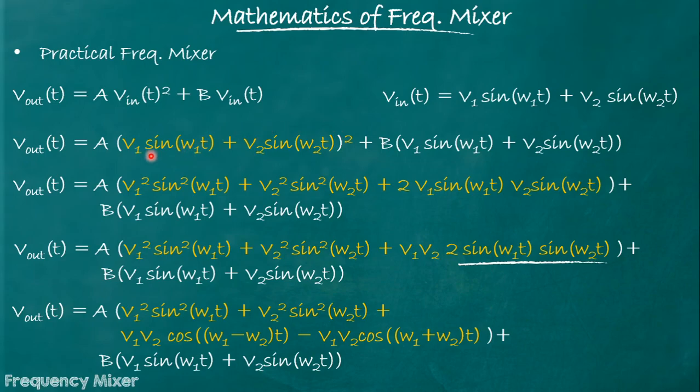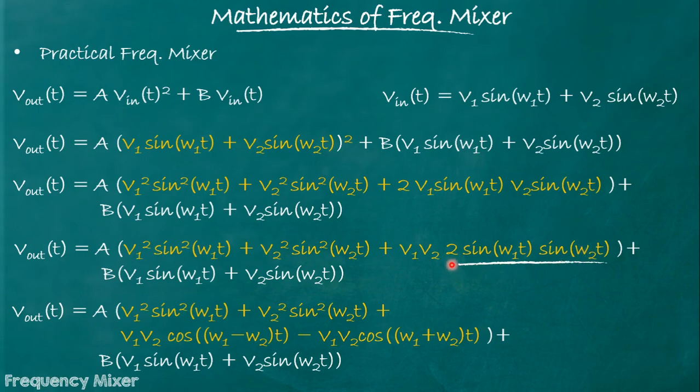So here you can see that the expansion is a square, so this is V1 square sine square omega 1t, which is nothing but a square. Now if it is b, then it is b square, which is V2 square sine square omega 2t, plus 2 times ab, which is 2 times V1 sin omega 1t into V2 sin omega 2t. Now, if we rearrange this third term of the expansion in this way, we get 2 sin omega 1t into sin omega 2t, which looks like 2 sin alpha sin beta.